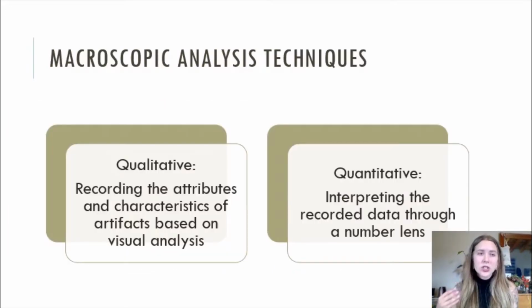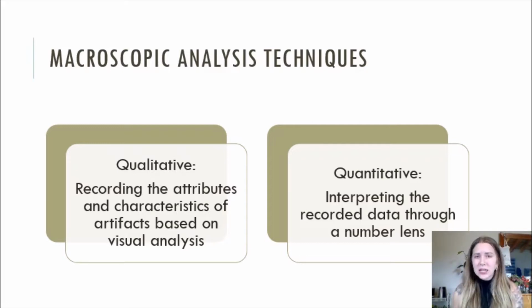And now let's get into the topic of this week, which is macroscopic analysis. In terms of scientific analysis, there are two types of data: qualitative and quantitative. Qualitative data focuses on qualities or observable characteristics, while quantitative data revolves around numbers. In lithic analysis, both are important.